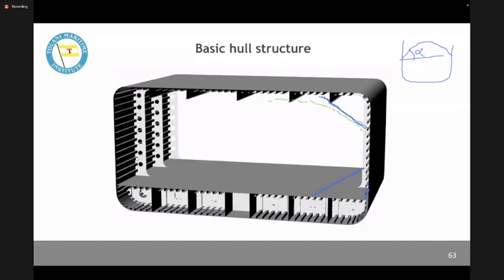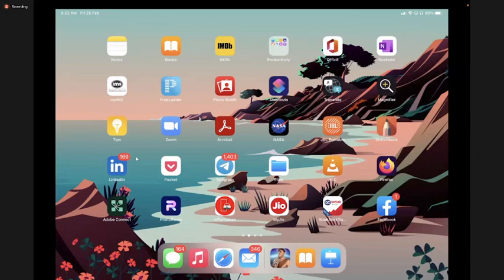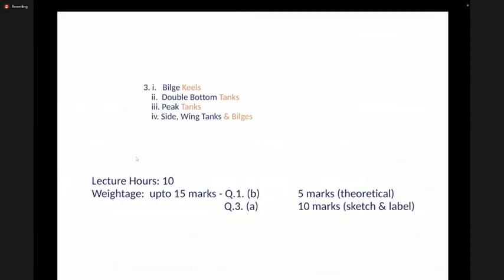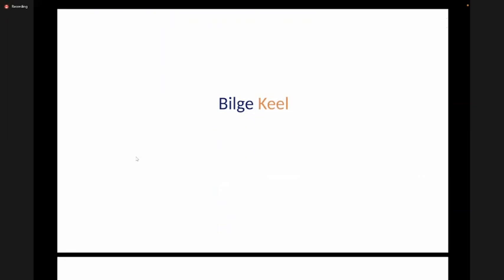We will go slowly. So where is that file? Here it is. Okay, this is the thing that we are going to see. We will talk about bilge keels, double bottoms, peak tanks, and so many other things. But before that, let's move slowly. I did not want to start with bilge keel, but it is there, so I cannot do anything.